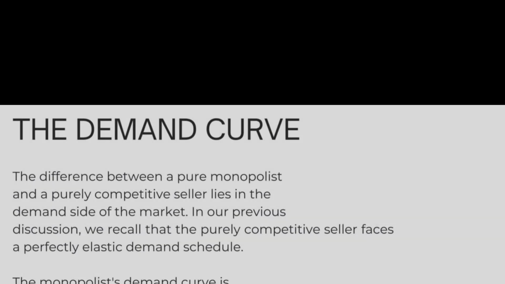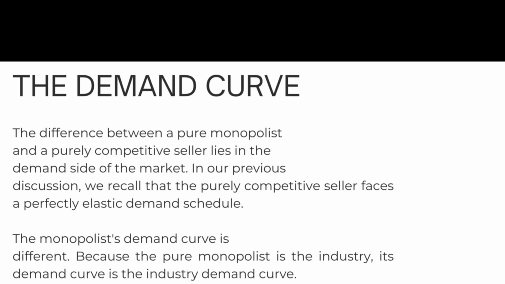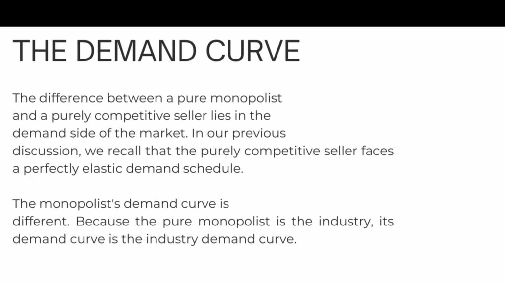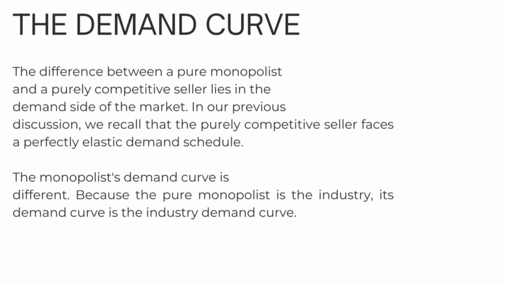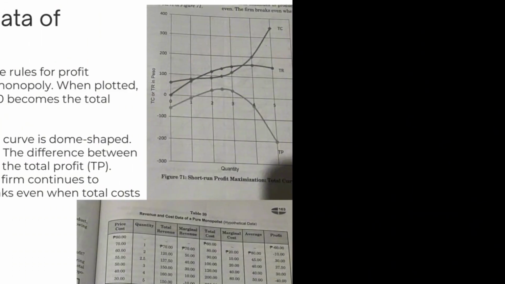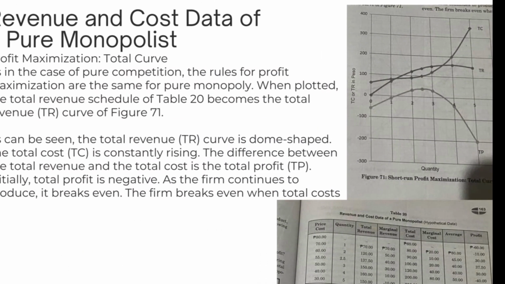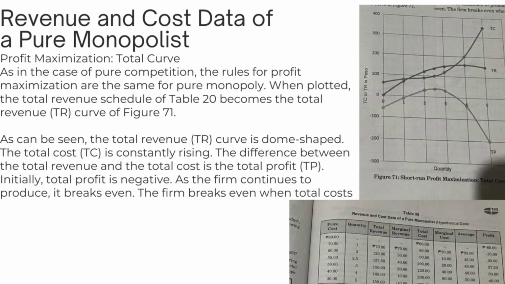Next is the demand curve. The difference between a pure monopolist and a pure competitive seller lies in the demand side of the market. In our previous discussion, we recall that the purely competitive seller faces a perfectly elastic demand schedule. The monopolist demand curve is different because the pure monopolist is the industry, so its demand curve is the industry demand curve. To calculate a pure monopolist's revenue and cost data, there are some steps.